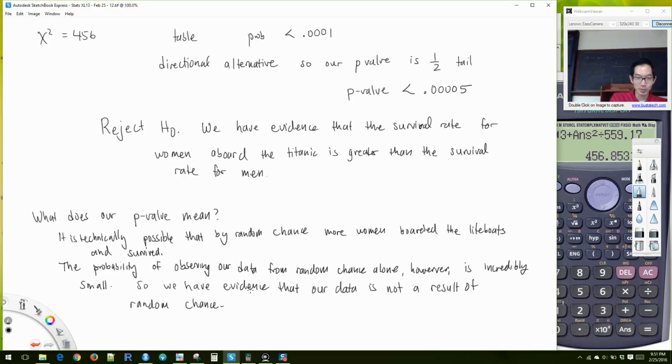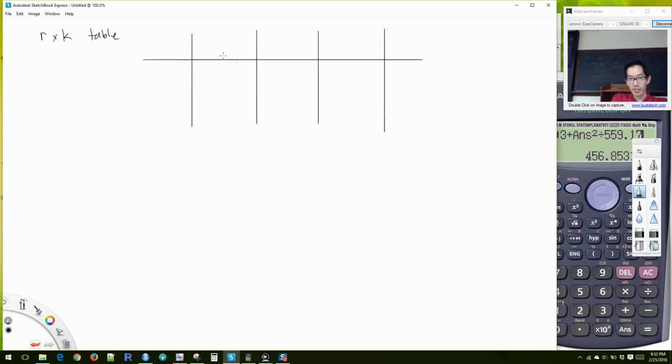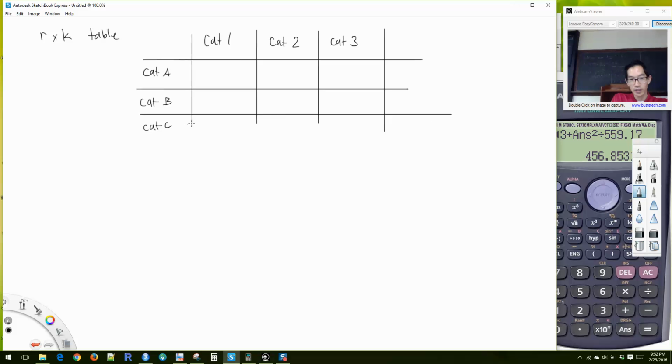Oh, okay. So there's one more thing. This test for independence can be applied to what's called an R by K table. So this is like if you have category 1, category 2, category 3, and then category A, category B, and category C, etc. So let's say you have all of this. The mechanics are the same. It's just more tedious.